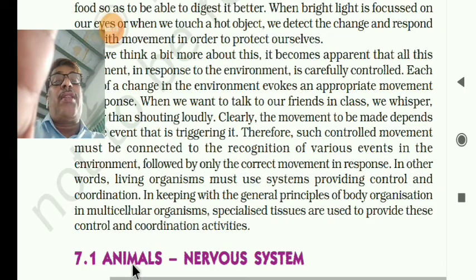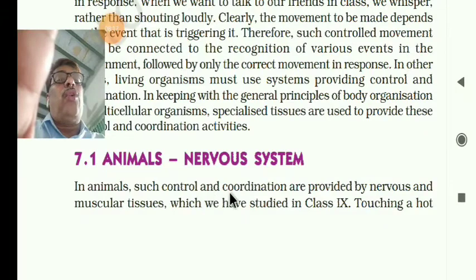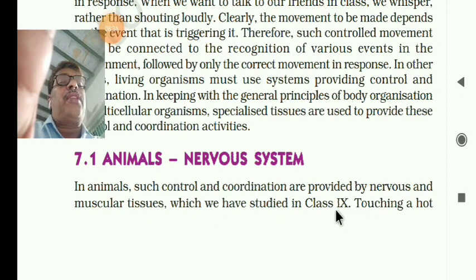Now this is animals and the nervous system. These are so important now. In animals, such control and coordination are provided by the nervous as well as muscular tissues, which you have studied in class 9th.